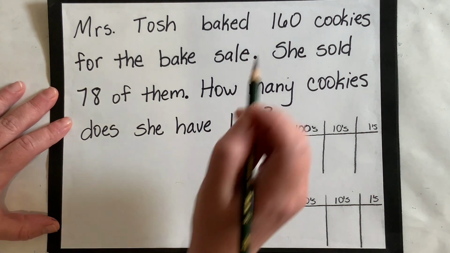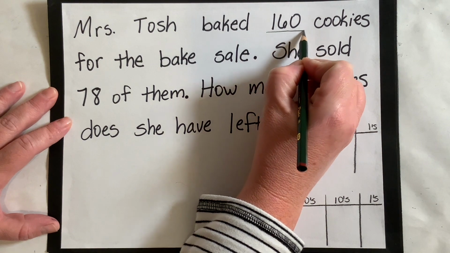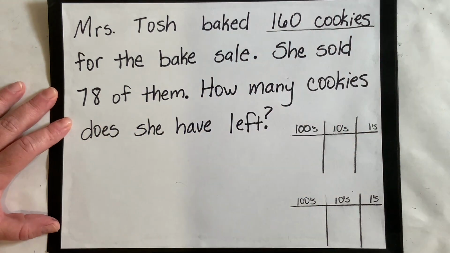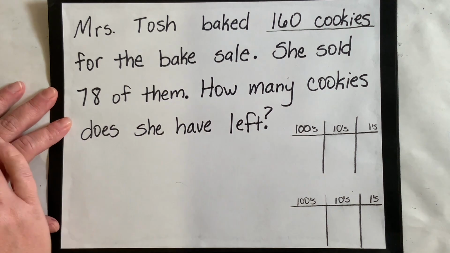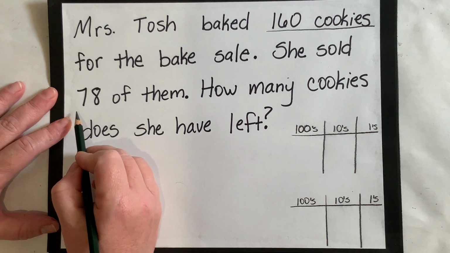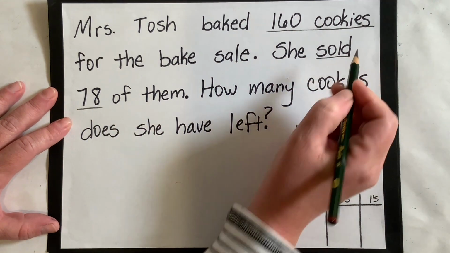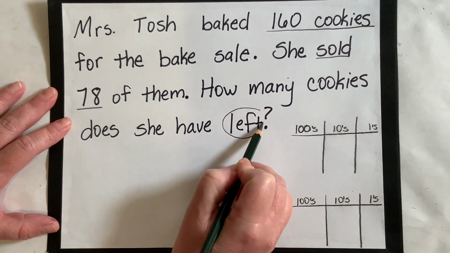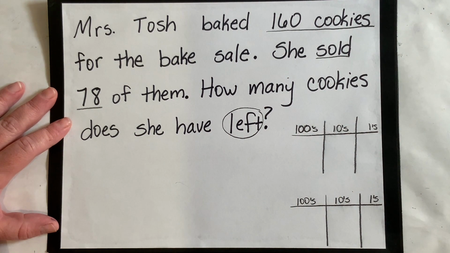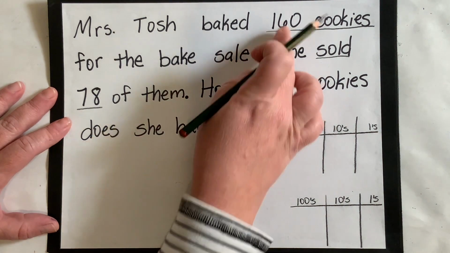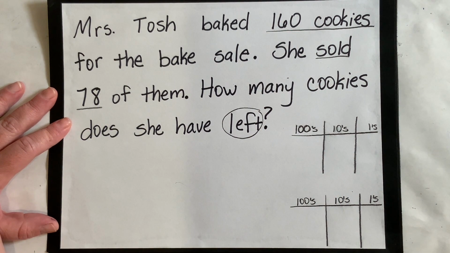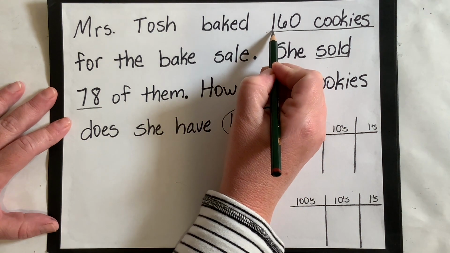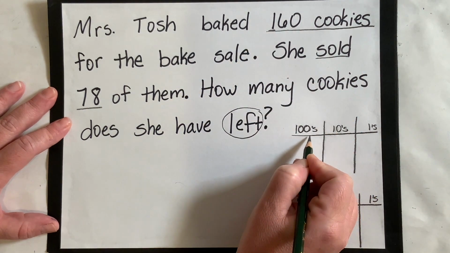So let's underline, what does she have? 160 cookies. That's how much she baked, right? That's total. And then they're telling us that she sold how many? 78 were sold, and we want to know how many does she have left. So let's see if we can put some of these numbers in the place value chart to kind of help us. Does she have 100 or over 100? Yes, she does, because look, 1 is in the hundreds place.